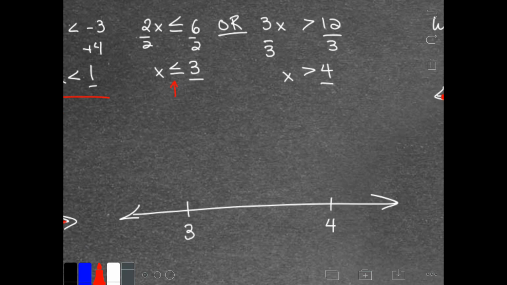Less than or equal to 3. Equal to meaning closed dot. Less than shaded to the left. Greater than 4. Greater than, that is an open circle. Greater shaded to the right. That's it for solving and graphing.